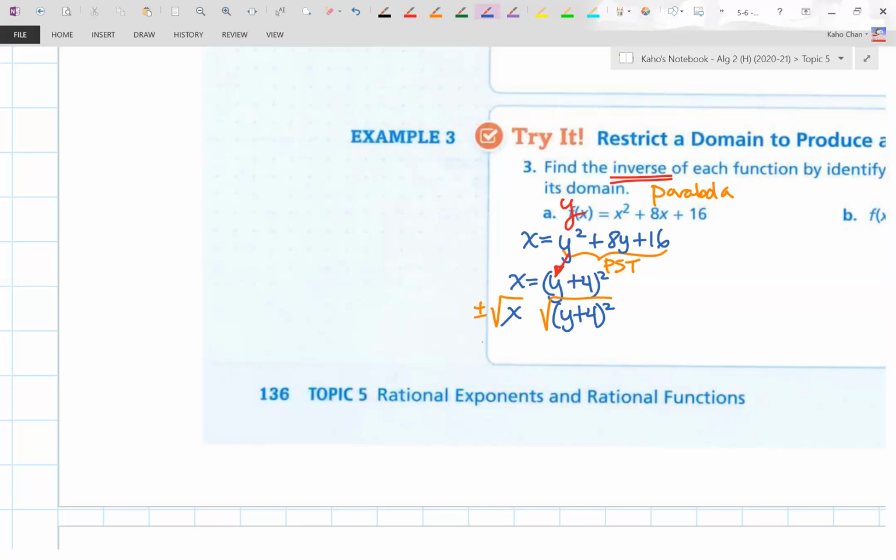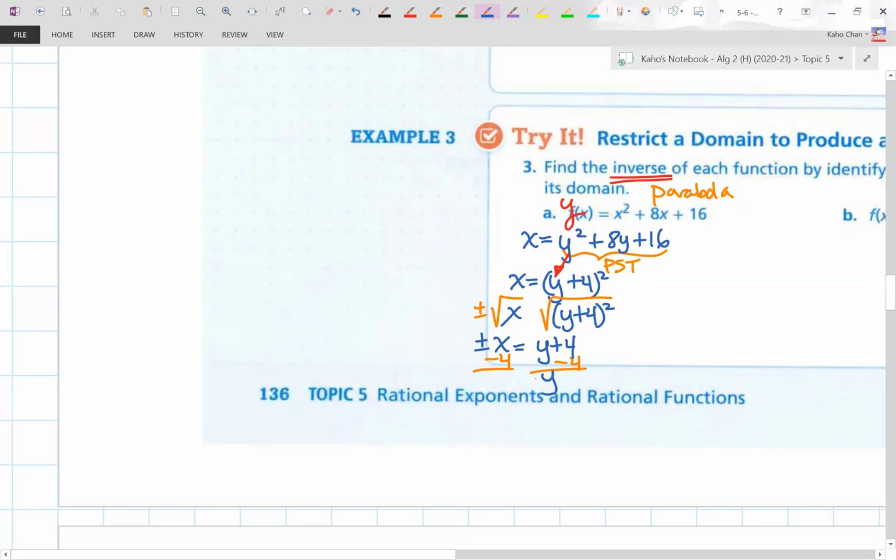This gives me now plus minus root x equals y plus 4. Let's move the 4 to the other side by subtracting. This will now give me y equals 2 equations. They are negative 4 plus minus root x. This is considered 2 equations now. Keep that in mind.